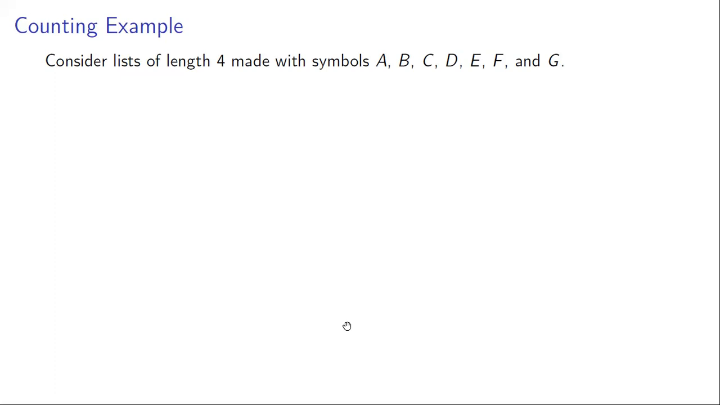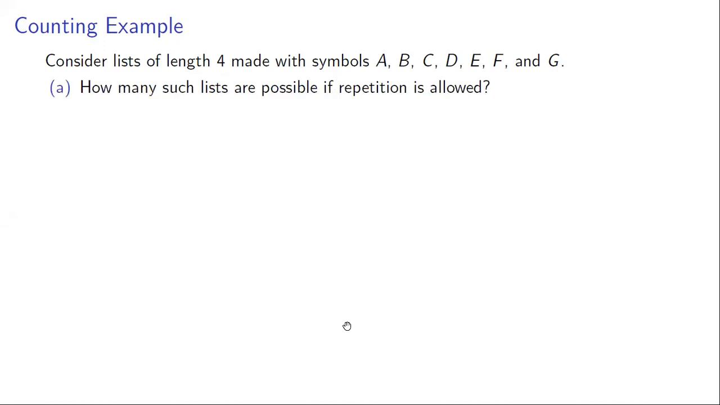Okay, so this example is going to have 5 different parts, and they're going to illustrate a lot of important ideas in counting. So there's going to be parts A through E. Part A is, how many such lists are possible if repetition is allowed? So that's the most basic question, I suppose. Again, I want to make a list of length 4 using any of these 7 symbols, and repetition is allowed in part A.